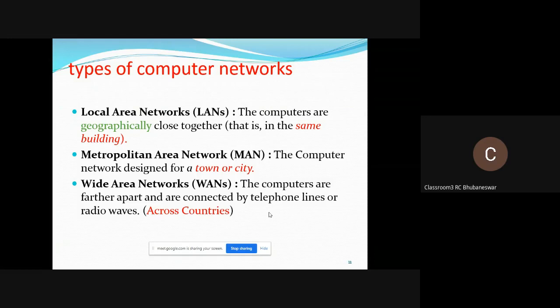And recently we are also using something like the PAN, personal area network. If you are using Bluetooth or a hotspot, at that moment we can say we are using the PAN, personal area network. Mainly, in the types of computer networks, you will find there are 3 or 4 types of.